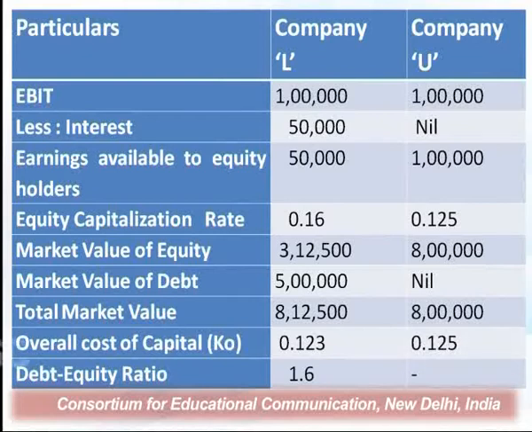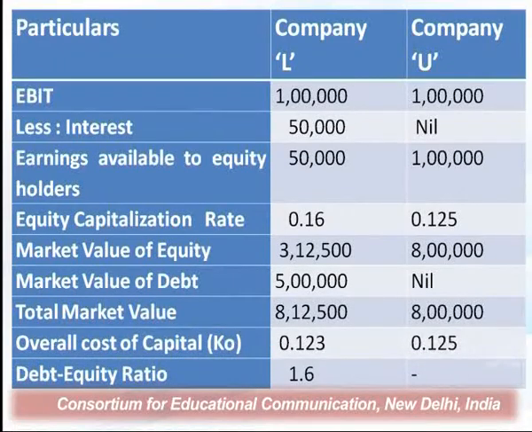My dear student, we have to understand that for the arbitrage process they were of the opinion that there are no taxes. That is why we have ignored tax here. The equity rate of capitalization is given in this question as 0.16, that is 16%, and for company U it is 12.5%. If we calculate the market value of equity, it comes to 3,12,500 for company L, and for company U it becomes 8 lakh rupees. Market value of debt for company L is 5 lakh rupees, for company U nil.